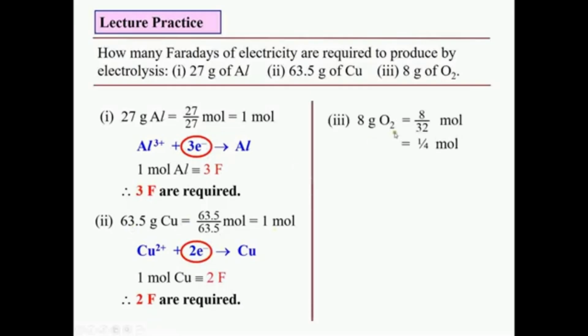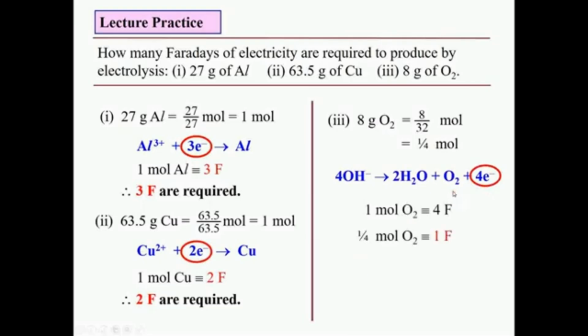Now 8 grams of oxygen gas is equivalent to mass over the MR, so 8 over 32 or a quarter mole. The equation to liberate oxygen will be this, which you can find from the data booklet. So from the equation, we have 4 Faraday required to liberate 1 mole of oxygen gas. Hence, to liberate a quarter mole of oxygen gas, the quantity of electricity required will be 1 Faraday. Did you get it right?